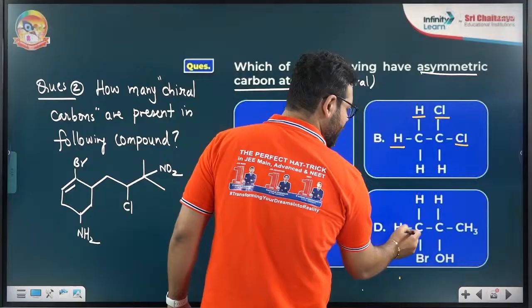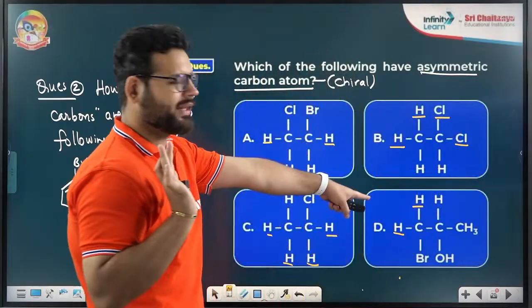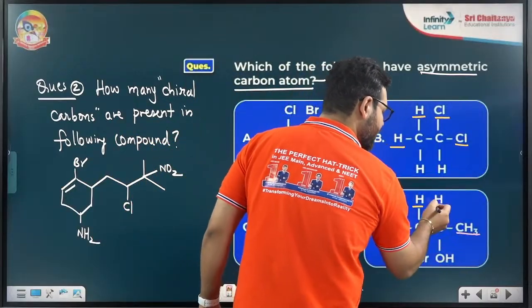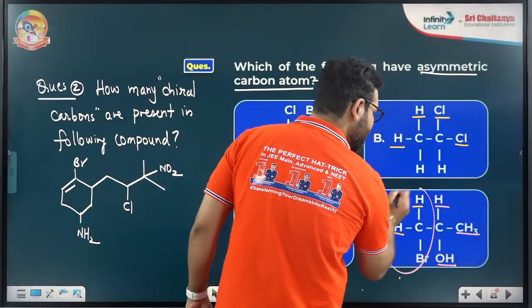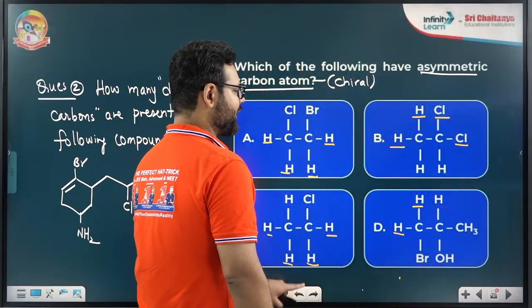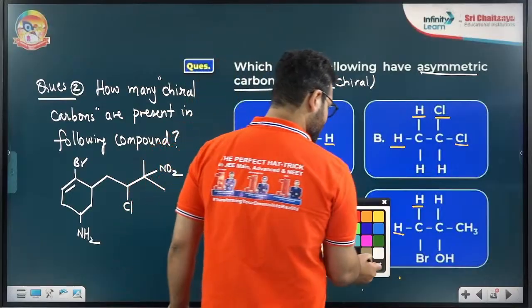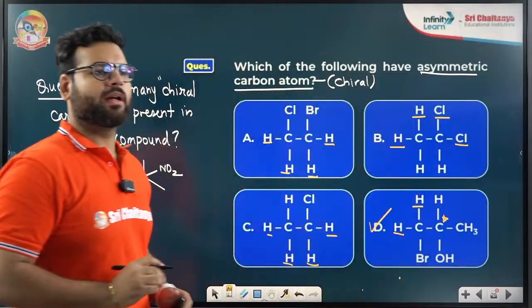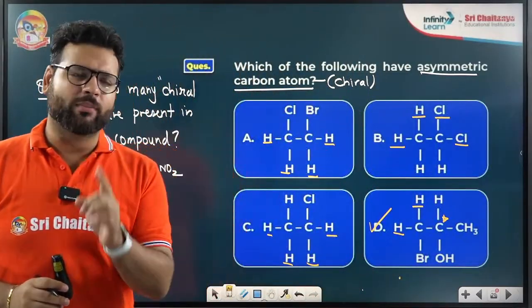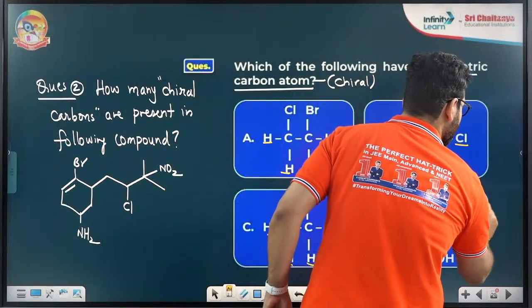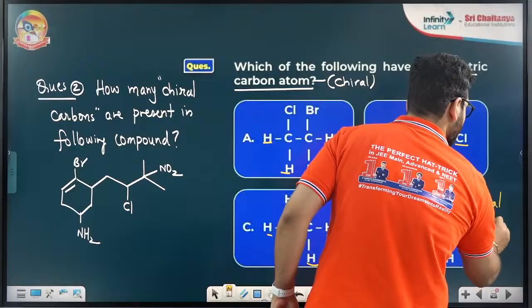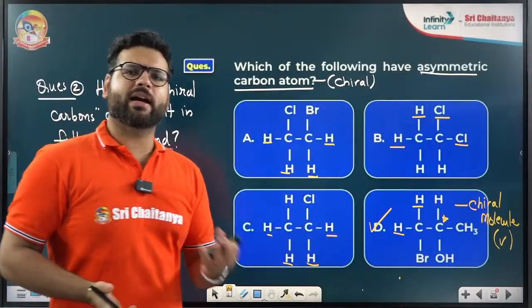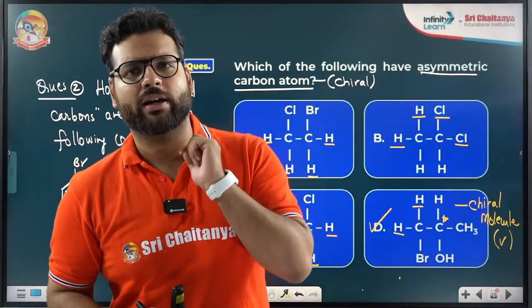In this case, hydrogen, hydrogen. So this left carbon is not chiral. But the right carbon contains a CH3 group, an H, an OH group, and another fourth different group. So this second carbon becomes a chiral carbon. This contains a chiral carbon. Since the chiral carbon is only one, the molecule must be a chiral molecule. Carbon is chiral, molecule is also chiral because there is only one chiral carbon.